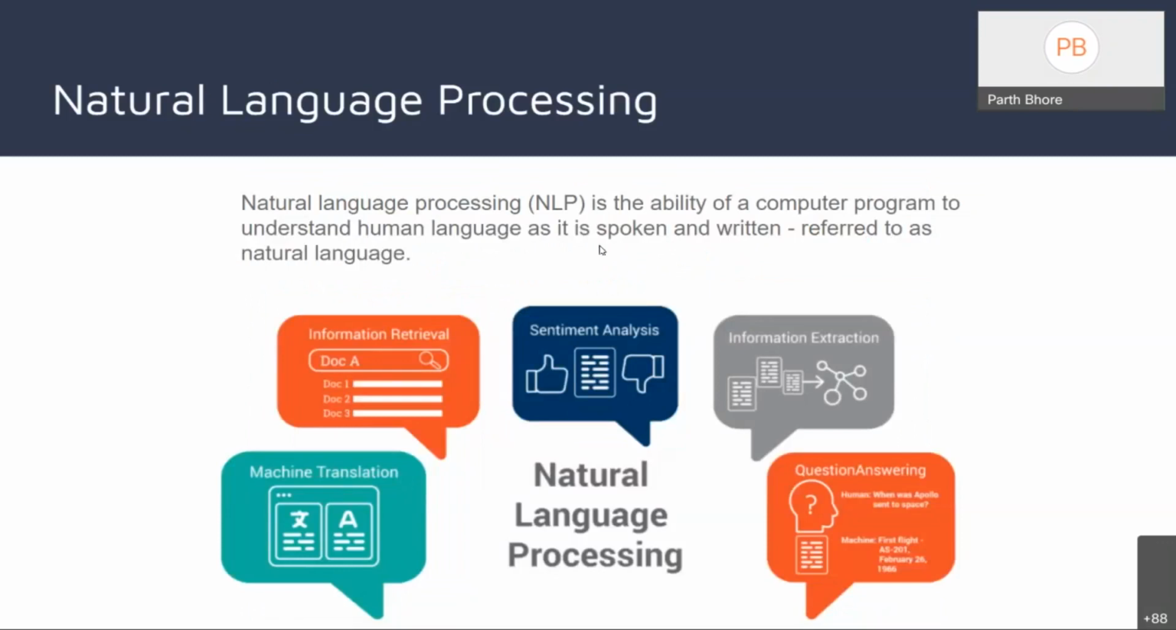And then the next major field is NLP, or natural language processing. So what is NLP? Natural language processing is the ability of a computer program to understand human language as it is spoken and written. So it tries to understand human language, human text, human voice, and all. So it comes under the category of natural language processing.